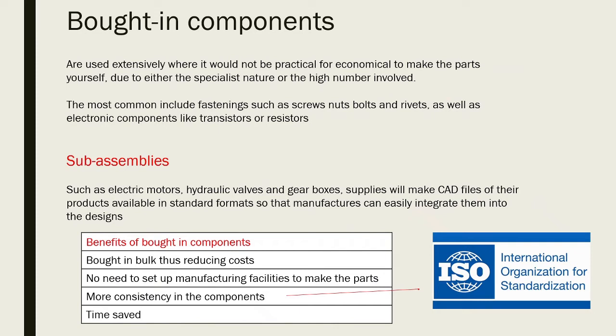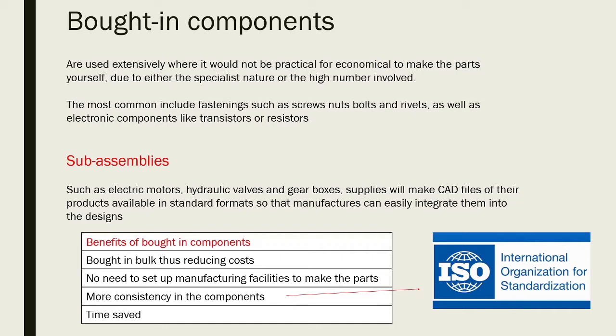So bought-in components. I mentioned it a little bit before. These are used extensively where it would not be practical or economical for the parts to be manufactured by yourself, due to either the specialist nature or the high volume involved. The most common include fastenings such as screws, nuts, bolts and rivets, as well as electrical components like transistors and resistors.